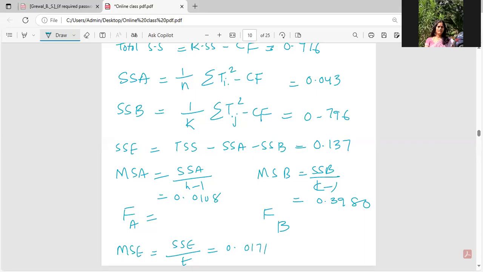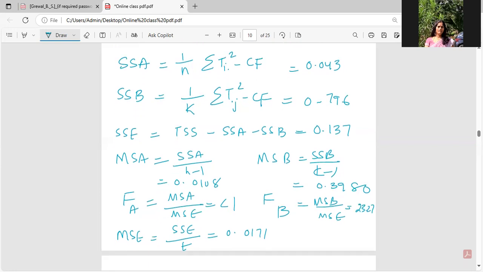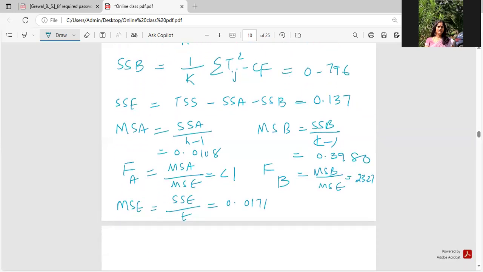So FA is nothing but MSA by MSE. FB is nothing but MSB by MSE. Okay. So this value turns out to be 0.0, which is less than 1, and this value turns out to be 23.27. So how do I conclude? Just see here. Now coming to the tabular value of F.